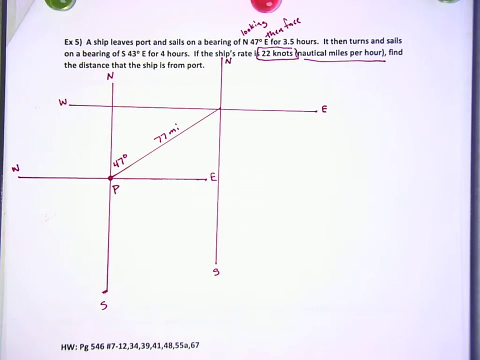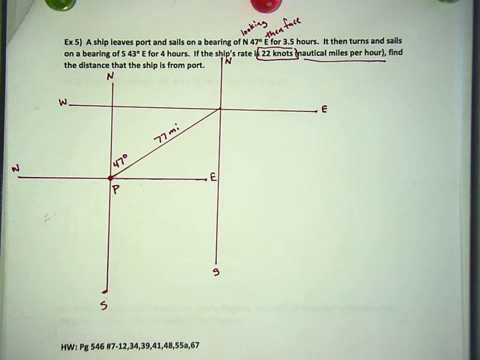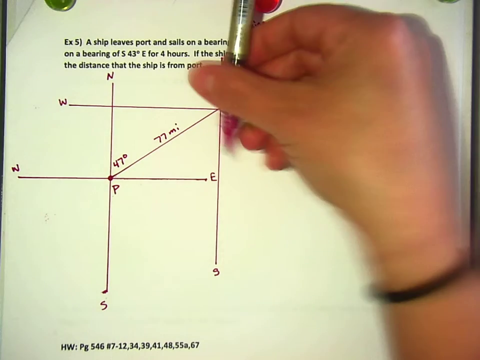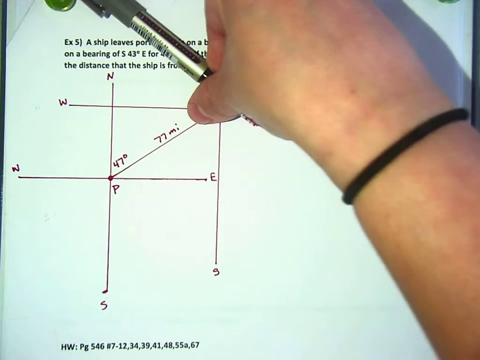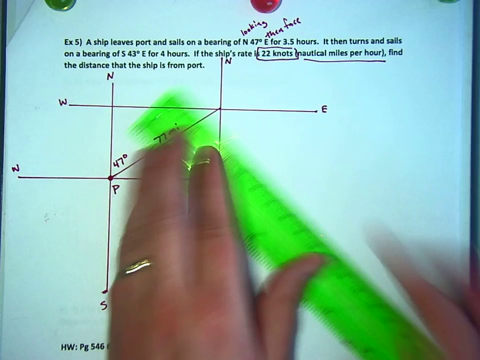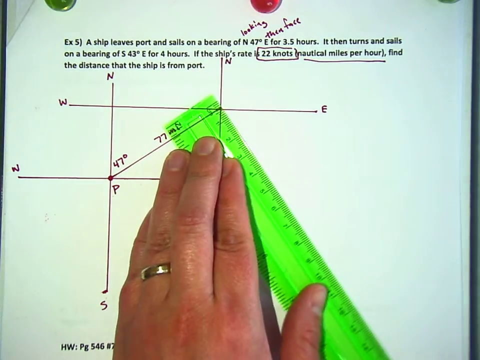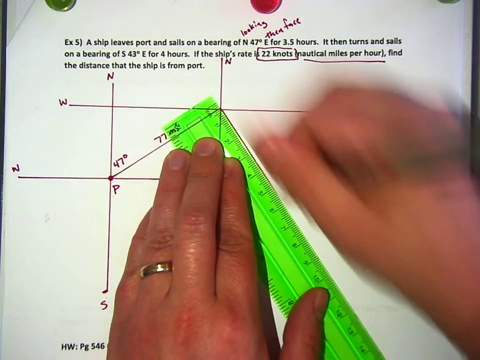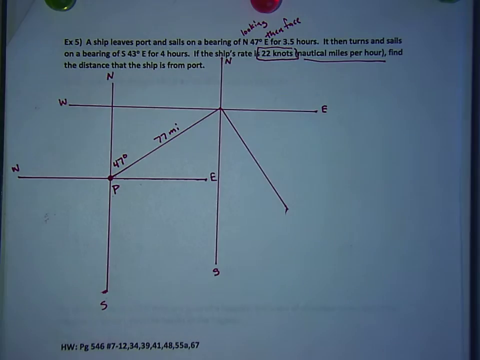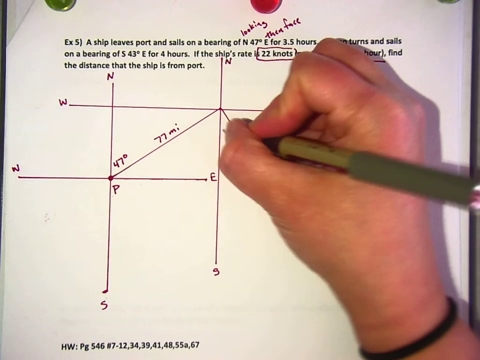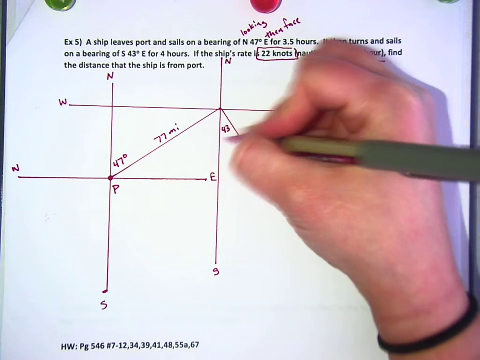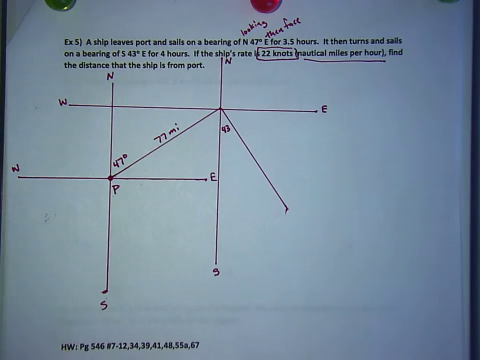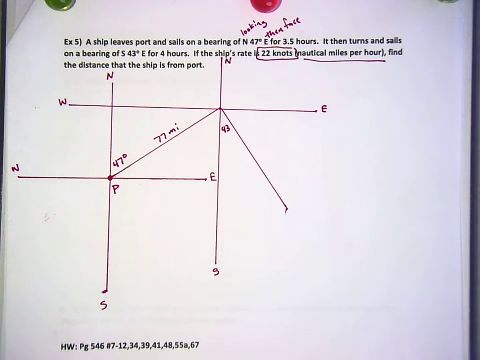All right, so then it turns, and now it sails south 43 degrees east. So imagine the ship is looking south, and then it turns 43 degrees this way. It's kind of like going this way now. And this is the 43 degrees here, because it turns south and then turns 43 degrees. And it goes for 4 hours this time.